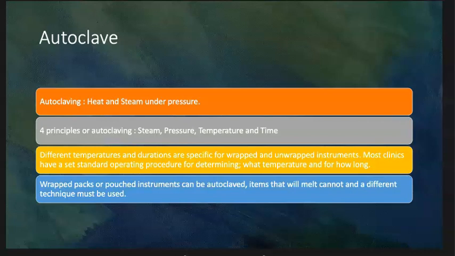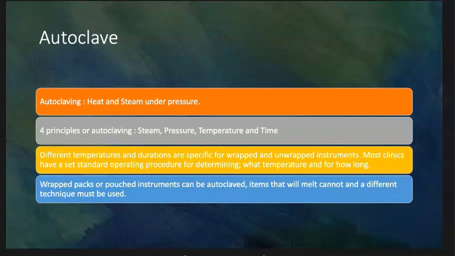Most clinics have a standard operating procedure for determining the duration of time and how instruments are packaged to be re-autoclaved. You can have wrapped packs or pouches in the autoclave, usually not at the same time, as these differ for time and temperature. There are reference guides to the duration of time and temperature for wrapped and unwrapped instruments.